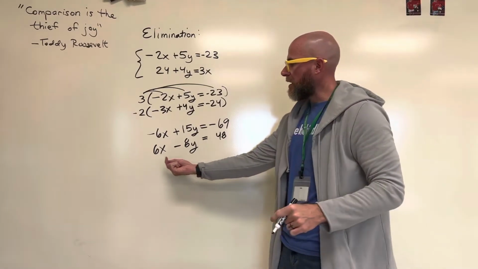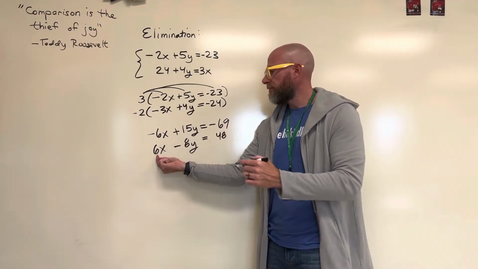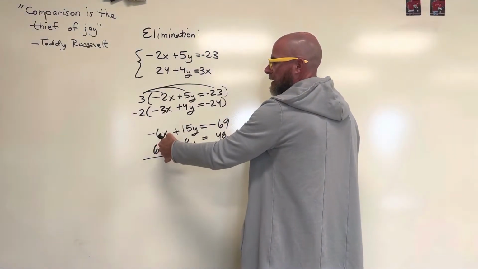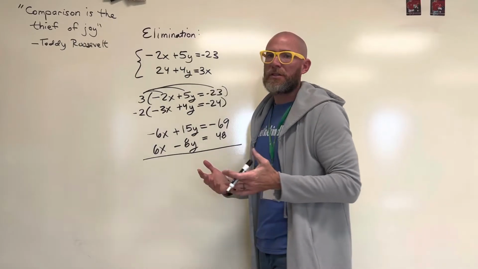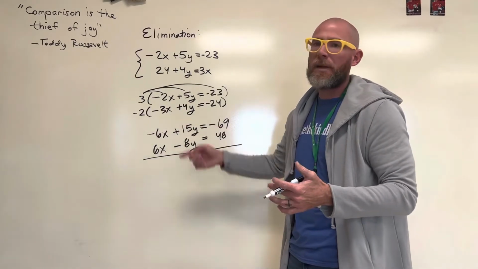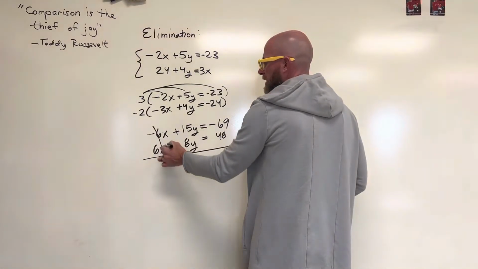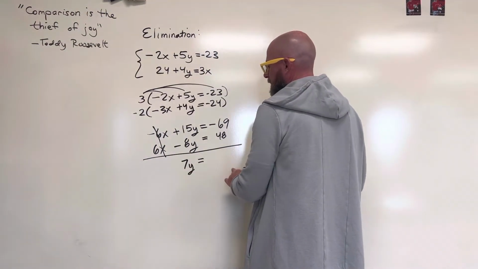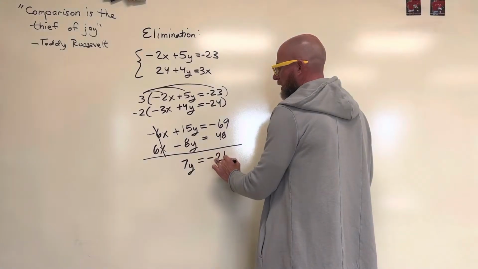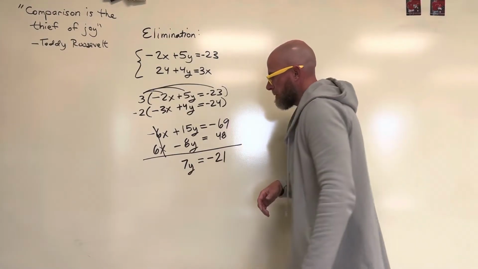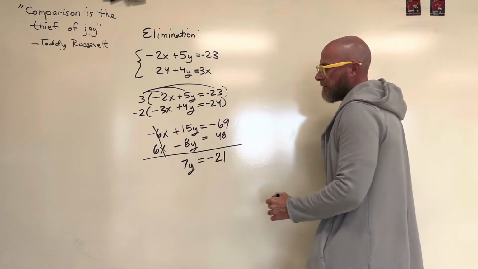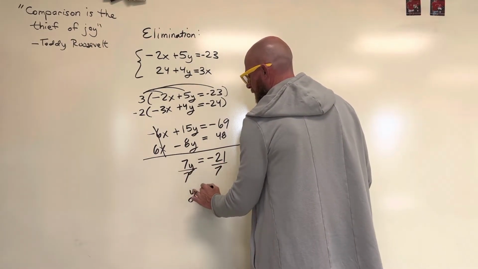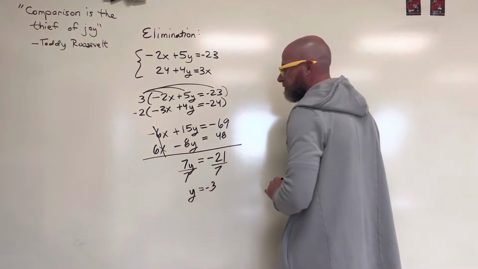Now that I have the variable, the same but opposite, I can add down. And when I add down, that's why I don't teach the subtraction method. I'd rather have them be the same but opposite so you can add. It's very easy to cancel. I then have 7y equals a negative 21. Take a step back so you can see. Then divide by 7, and I have y equals negative 3.